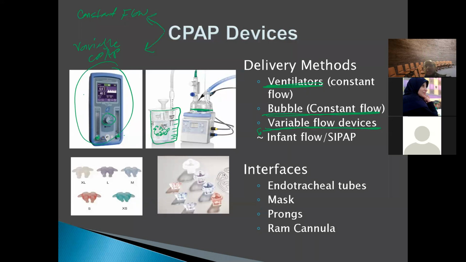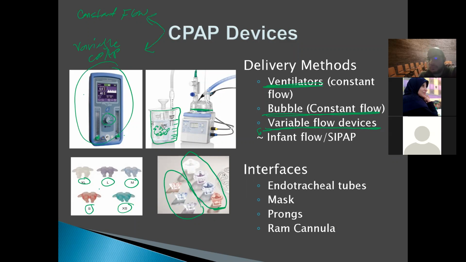Those devices are connected either through a nasal mask or nasal prongs. You can see different colors based on the baby's size. We measure the nostril, and based on the measurement, it guides us on which color to choose.